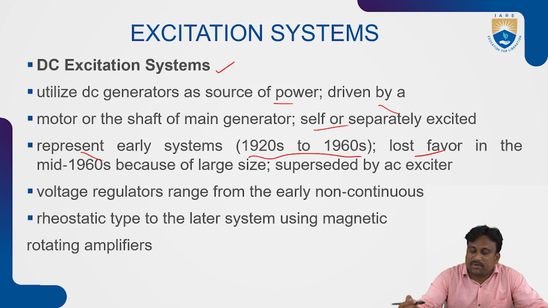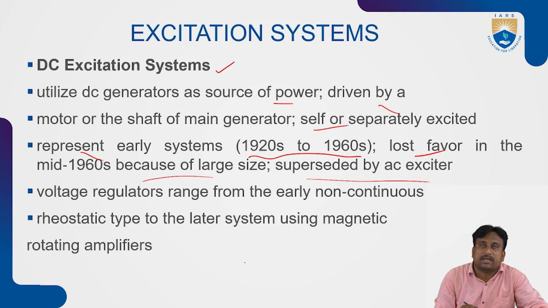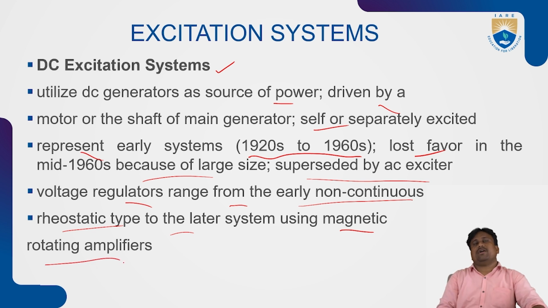They lost favor in the mid-1960s because of their large size and were superseded by AC exciter voltage regulators, which range from early non-continuous to the rheostatic type, and they were again connected to the later systems using magnetic rotating amplifiers. Likewise, DC excitation systems may follow.